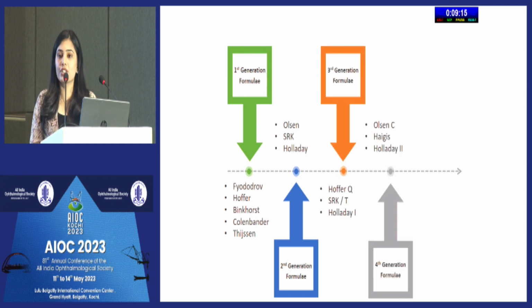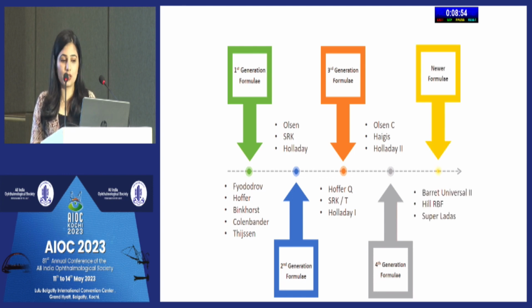The third and fourth generation formulas are still widely used and give fairly accurate results. They are based on Vergence formulas, which are based on the Gaussian optics of the eye. It's not a very precise classification if we divide them by generation, because some formulas are Vergence based, and some are a combination of Vergence and theoretical formulas.